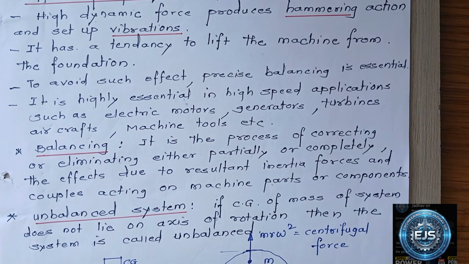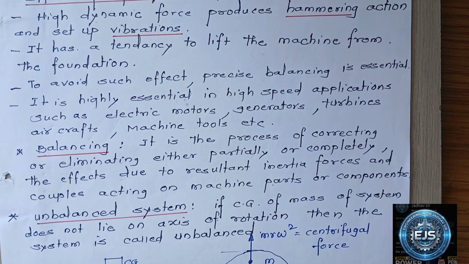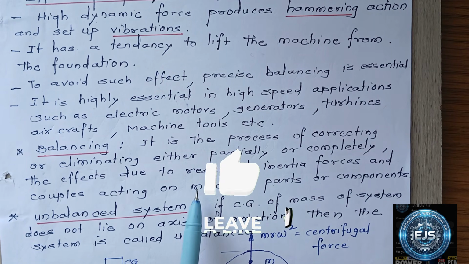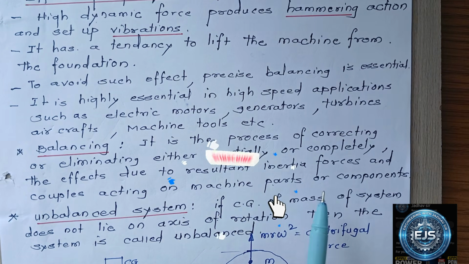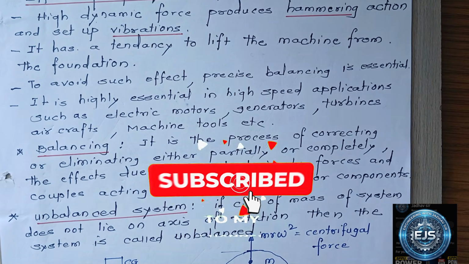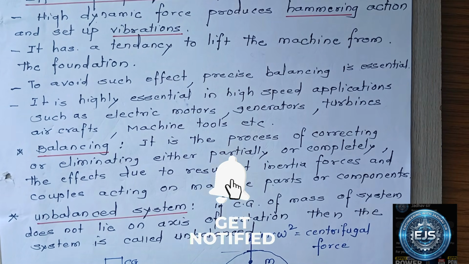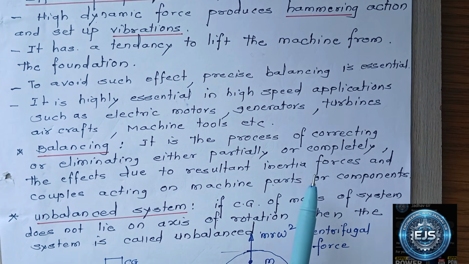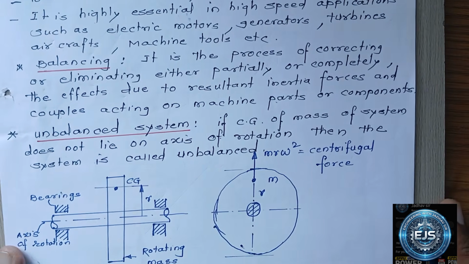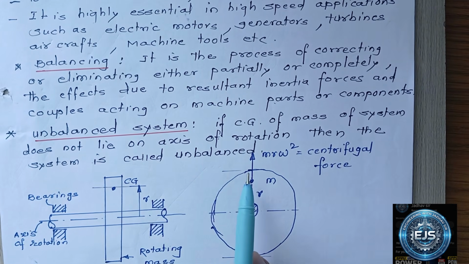Next is, what is the definition of balancing? Balancing is the process of correcting or eliminating, either partially or completely, the effects due to resultant inertia forces and the couples due to these forces. Balancing is the process of correcting and eliminating the effects of resultant inertia forces and couples due to inertia forces. That process is called balancing.